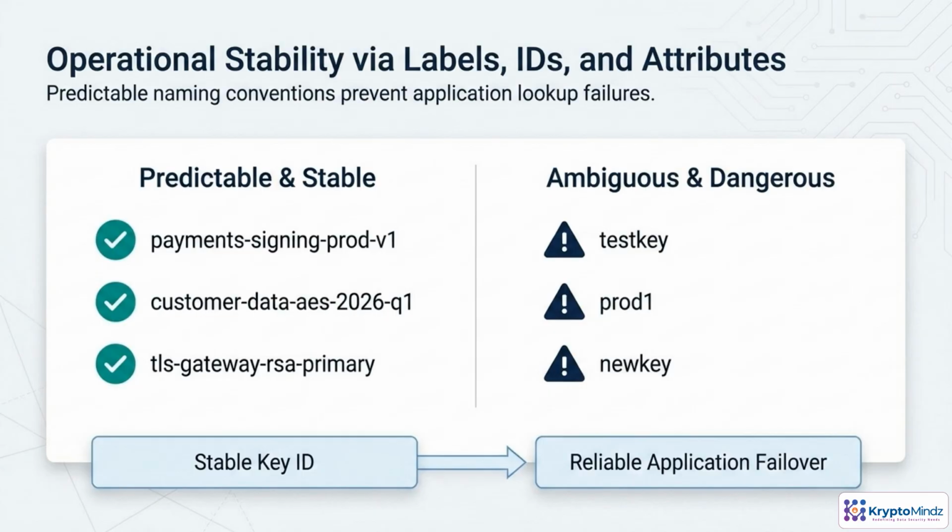Applications never handle raw key material. They work with labels, IDs, and attributes. Treat those as part of your API contract. A good label describes function, environment, algorithm, and sometimes version. A vague label like test key or prod1 almost guarantees confusion during failover or recovery. Pair strong labels with stable identifiers and precise attributes, so signing keys only sign, decryption keys only decrypt, and every environment can reliably find the exact key it needs.